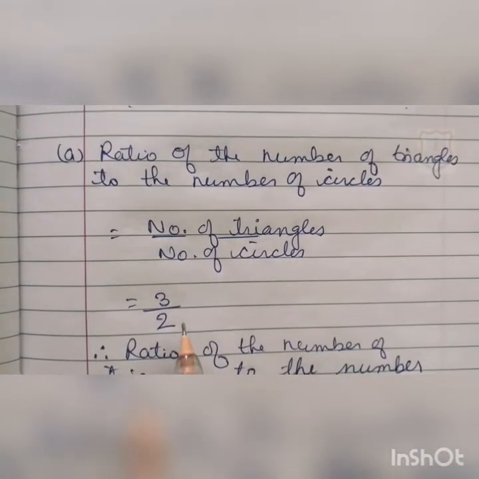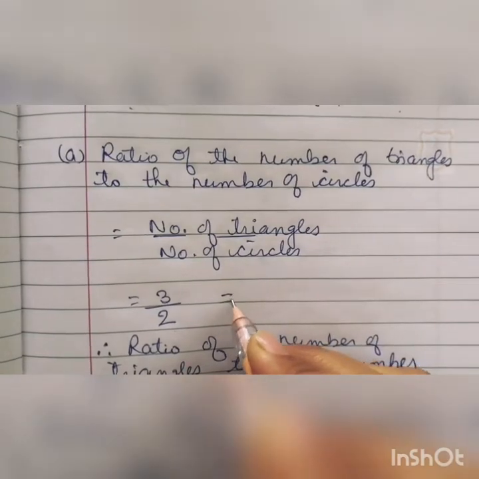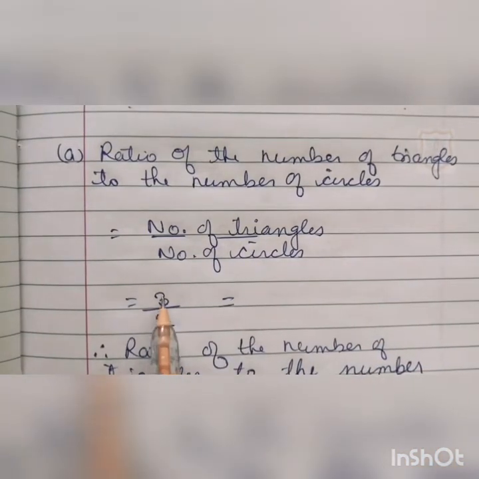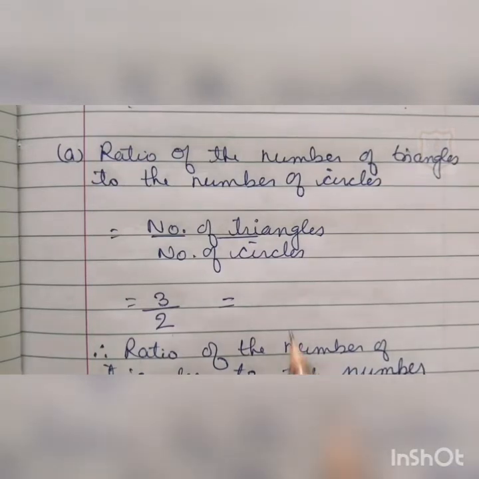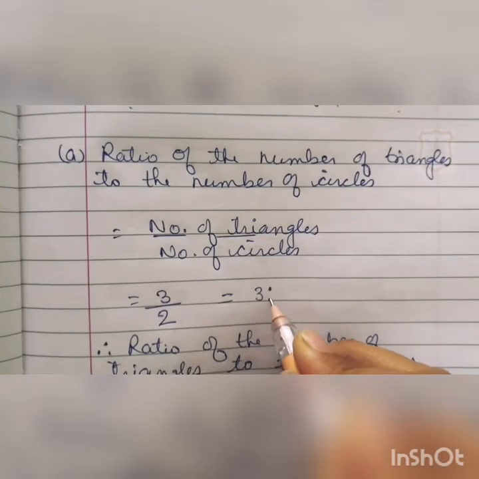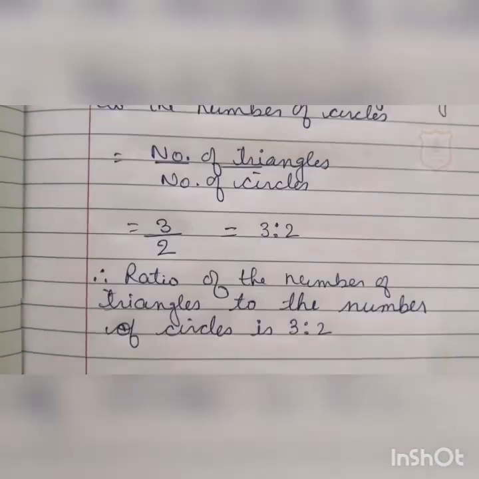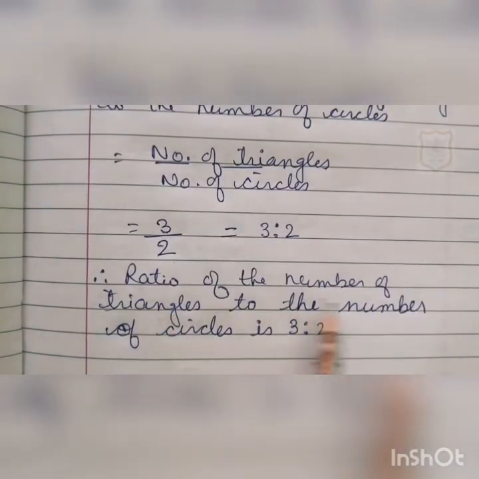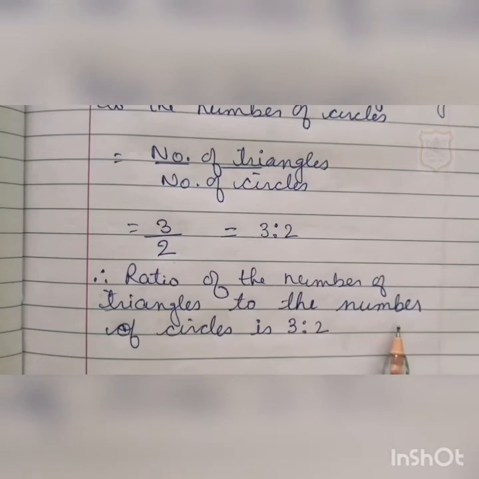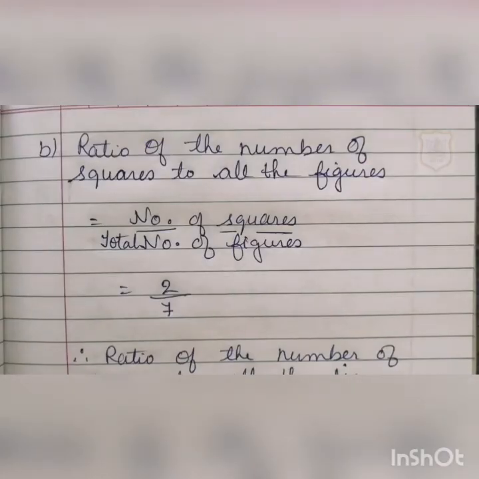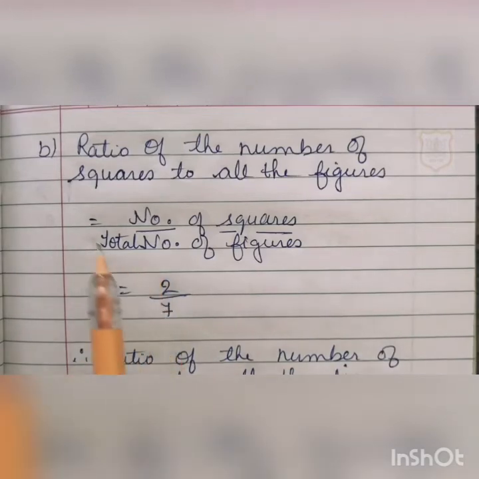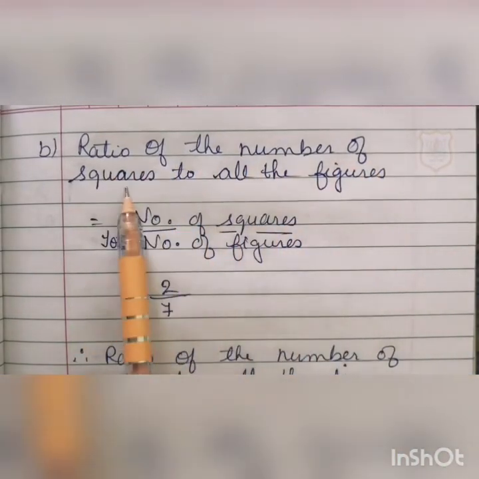Now we know that 3 is a prime number, 2 is also a prime number, so it cannot be divided. So we'll write 3 is to 2 as it is. So the ratio will be 3 is to 2. Therefore, we can say the ratio of the number of triangles to the number of circles is 3 is to 2. Now B part, the ratio of the number of squares to all the figures.